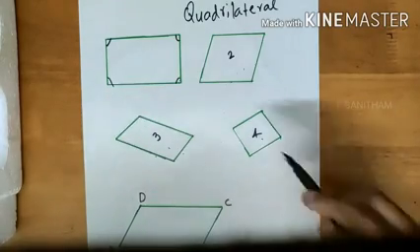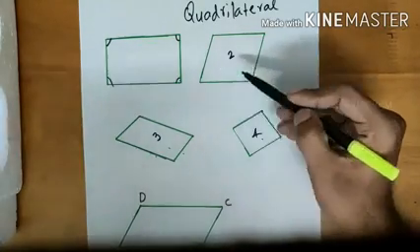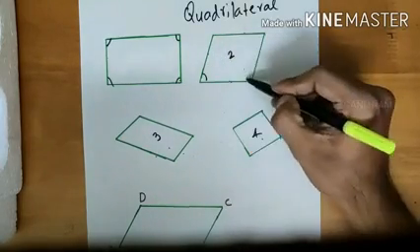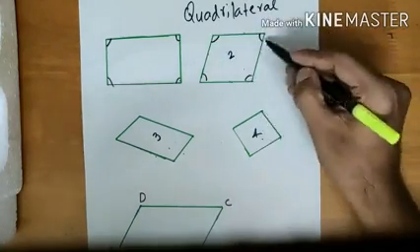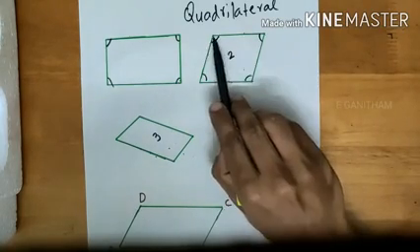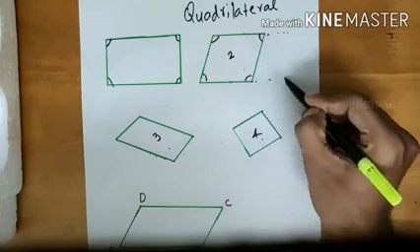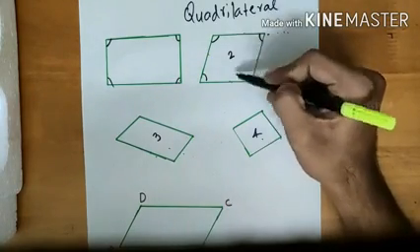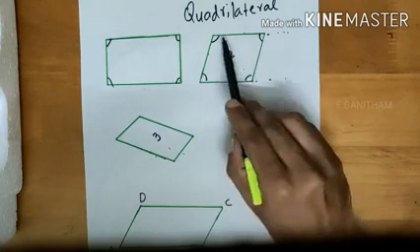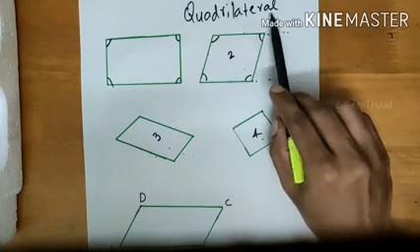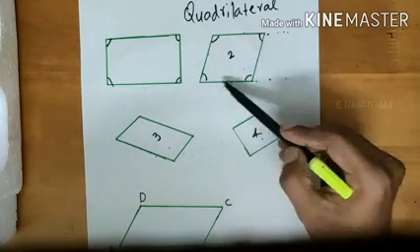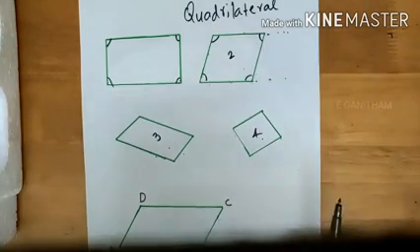Now look at the second one. It's a quadrilateral, and so it has 4 sides. And what about angles? How many angles? It has also 4 angles. Then what about these opposite sides? Are they parallel? Yes, if we extend this or this, these opposite sides are parallel. Look at these opposite sides, they are also parallel. So this second figure is a quadrilateral in which opposite sides are parallel.